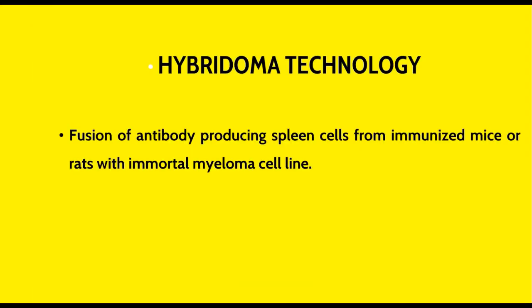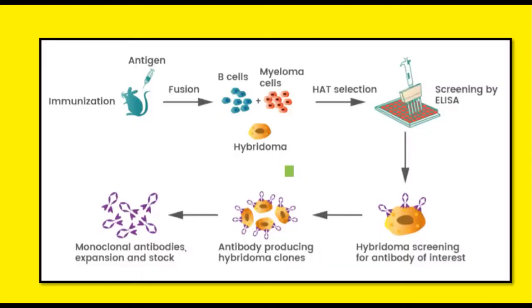So in hybridoma technology, the fusion of antibody producing spleen cells from the immunized mice or rats with immortal myeloma cells is done. There is a fusion of two types of cells. First is antibody producing spleen cells, and next is immortal myeloma or cancerous cell line. Here is a figure that will give you a clear understanding of hybridoma technology. First the mouse is immunized by an antigen, then it is fused with B cells and myeloma cells, then in the HAT selection they are grown.